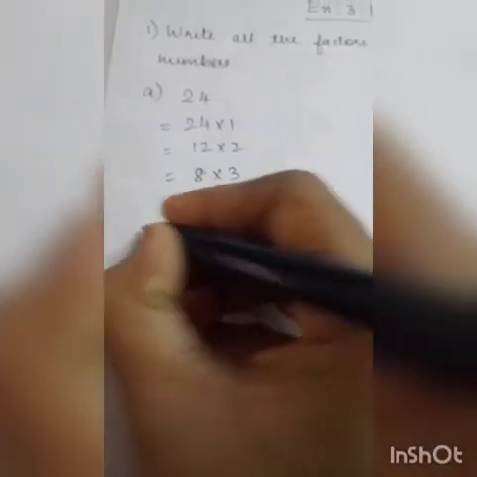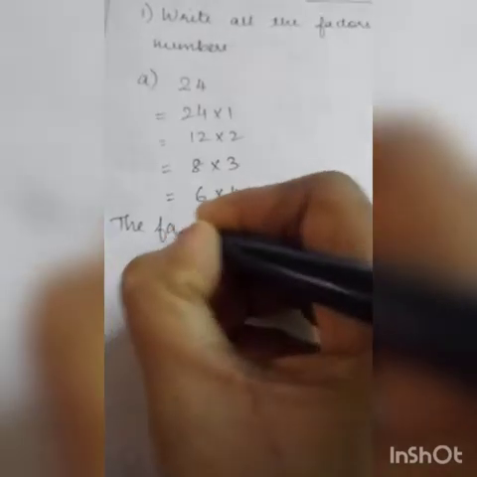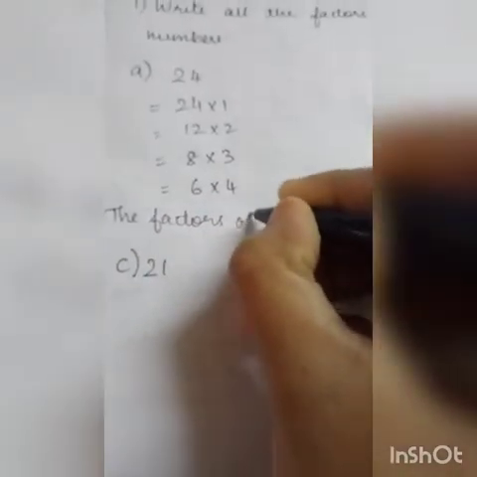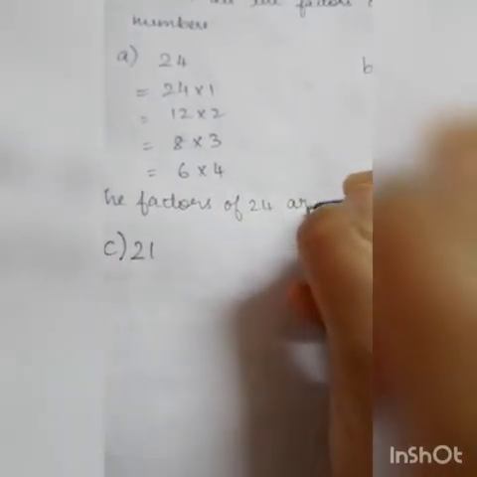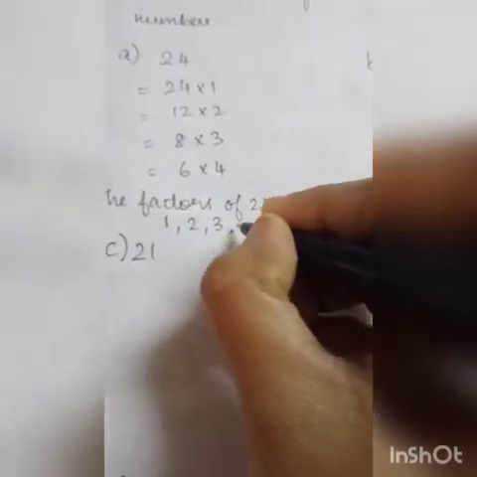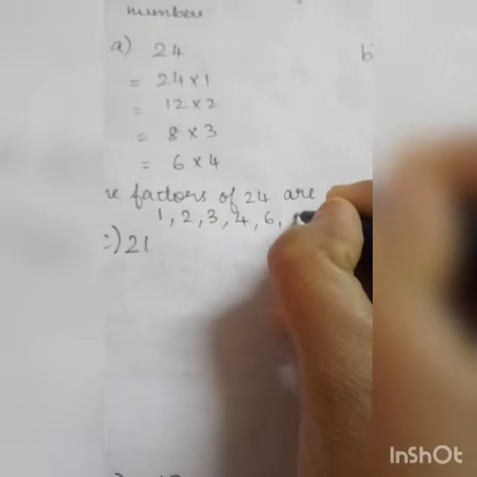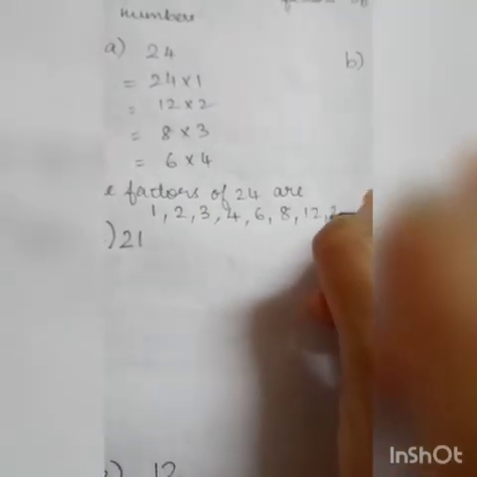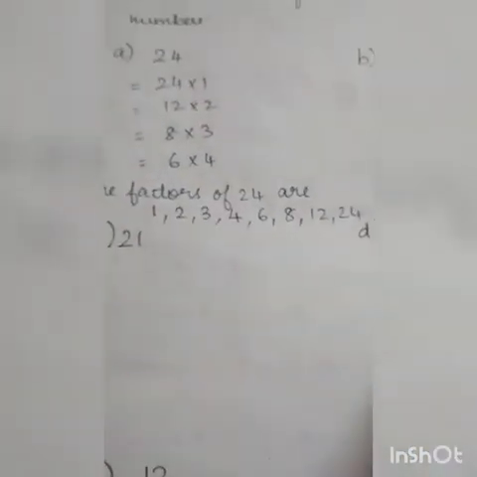So like this you should find, and at last you should write like this. The factors of 24 are 1, 2, 3, 4, 6, 8, 12, 24. Like this you should write it.